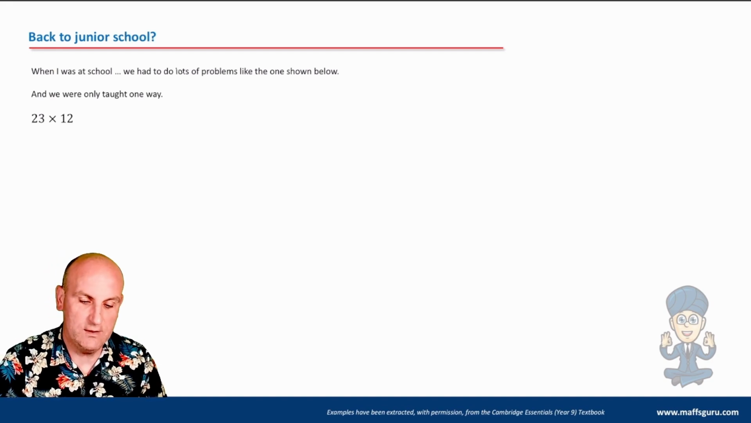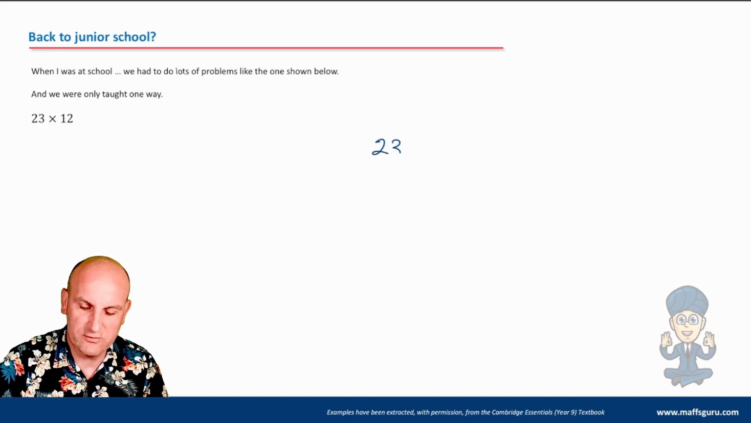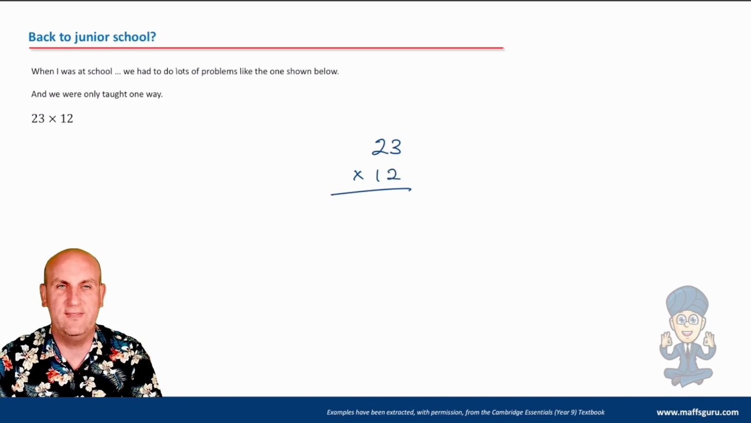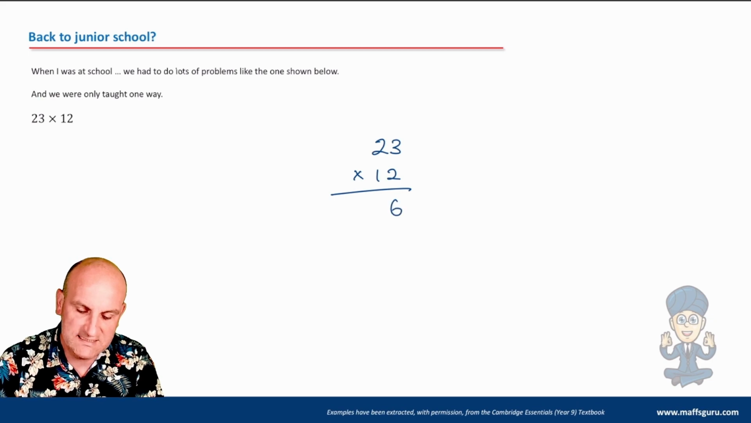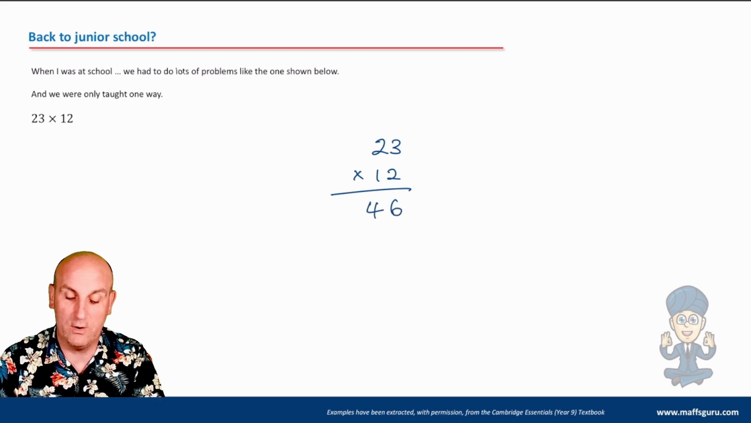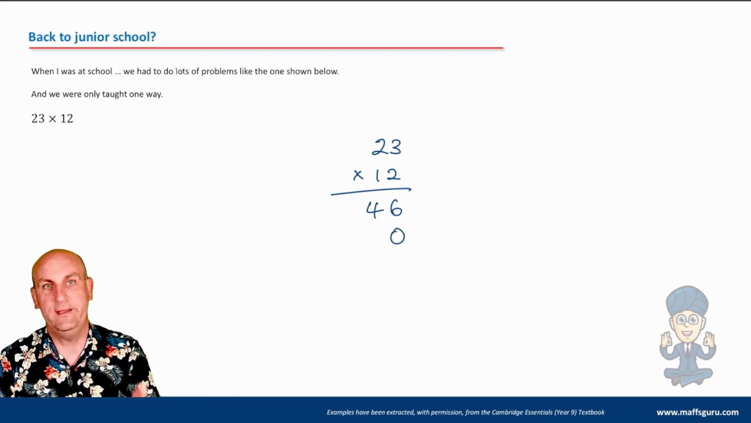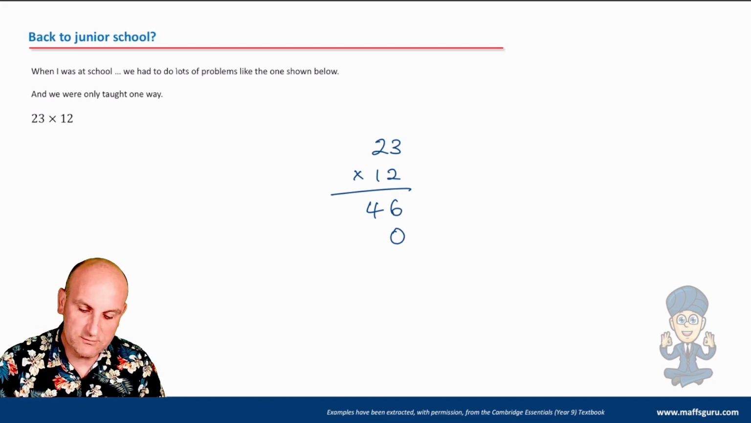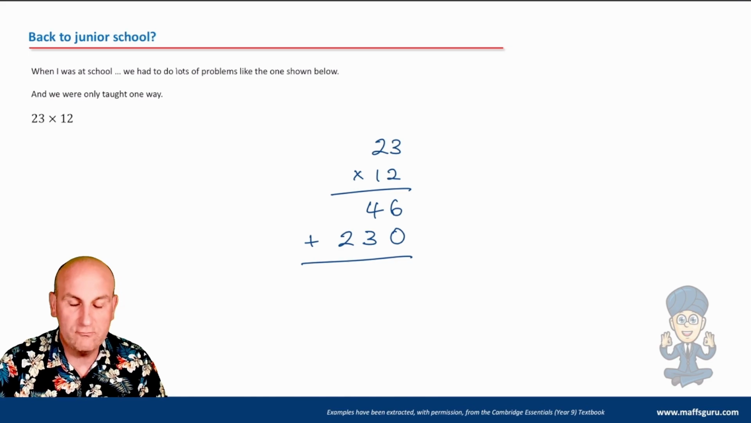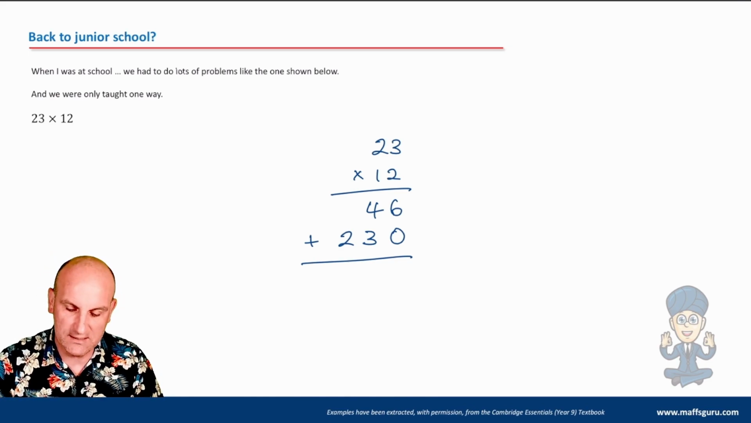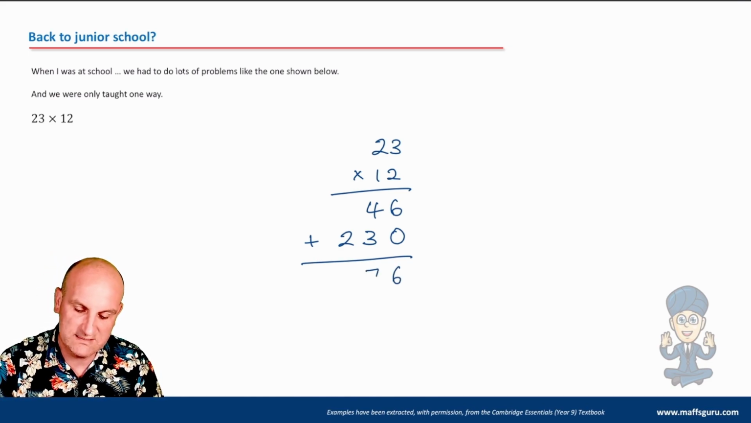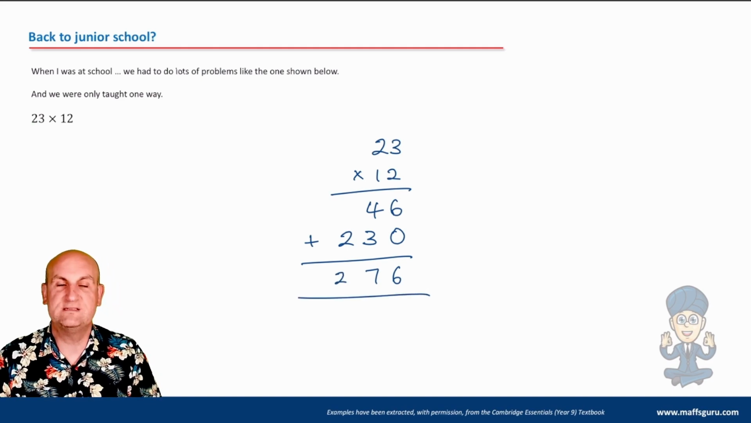Now, if you paused the video, is this the way you did it? 23 times 12. I've got to write them underneath each other. I've got to do that random line there. Right, 2 times 3 is 6, and 2 times 2 is 4. Basic times tables. Oh, hold on a moment. I've now got to put a 0 in there. Why have you put the 0 in there? Anyway, whole new discussion. I do 1 times 3 is 3. 1 times 2 is 2. Then for some random reason, we add those together, and 6 plus 0 is 6, and 4 plus 3 is 7, and the 2, and that gives me 276.